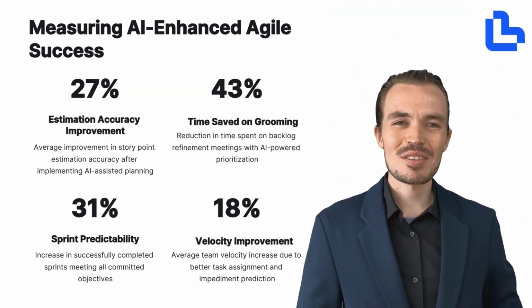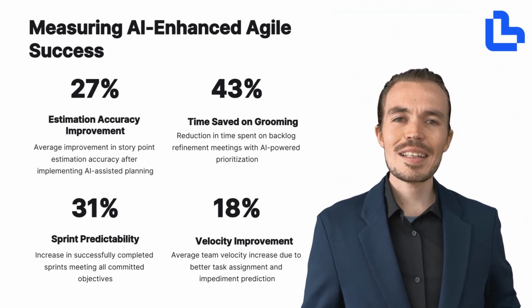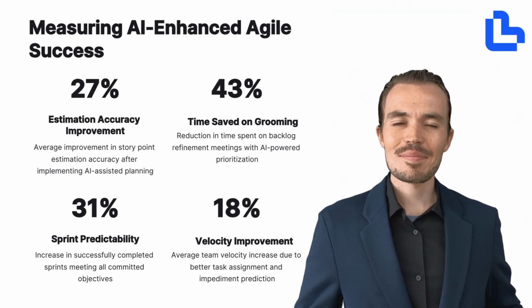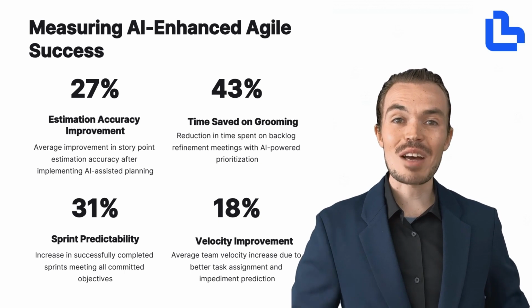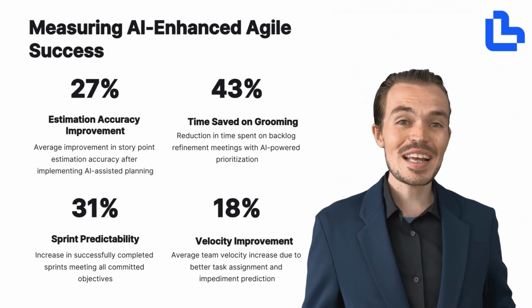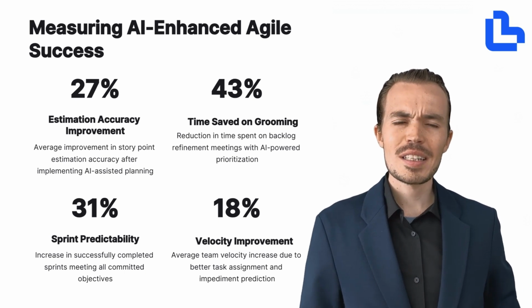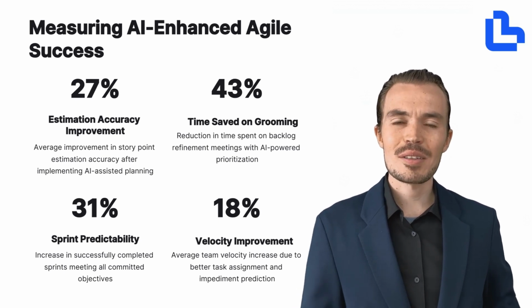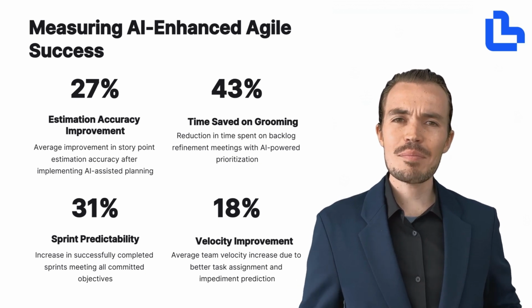Let's talk results, because the true value of AI in Agile isn't just in the technology, it's in the measurable improvements it brings to your team's performance. After implementing AI-assisted planning, teams have seen an average 27% improvement in estimation accuracy. That means fewer surprises, better sprint commitments, and more predictable delivery. When your estimates align more closely with actual effort, trust and confidence across the team and with stakeholders go up.